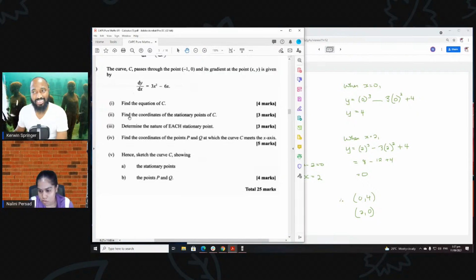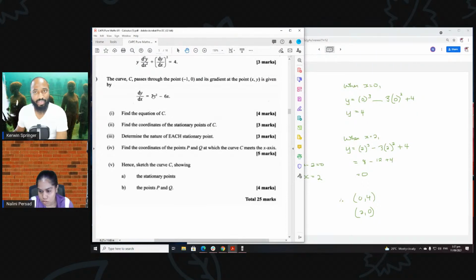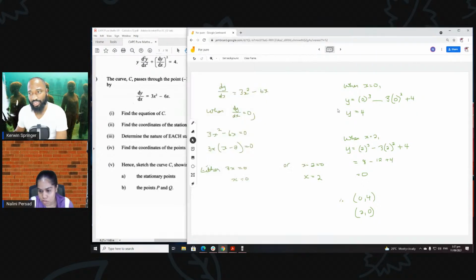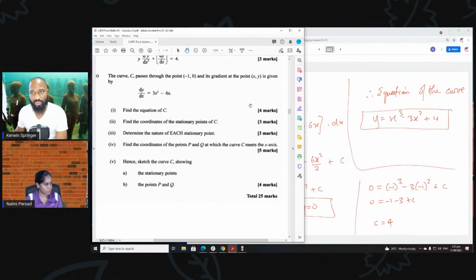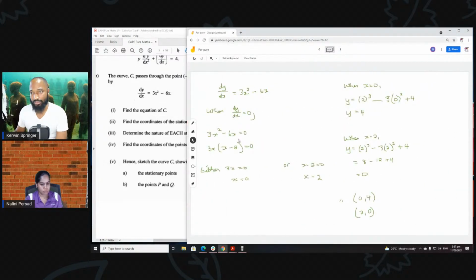What do we do? This is a long question, it's long, but not that bad. Find the equation of C. So we integrated. I did the first part, right? We integrated and we got the equation of the line. Then find the coordinates of the stationary point.